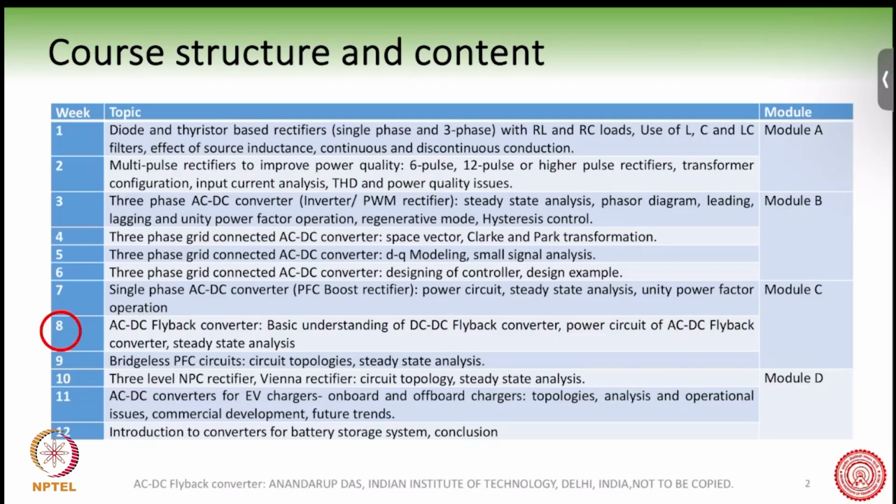We are now in the 8th week of this course. In today's lecture, we will primarily focus on the basic understanding of the DC-DC flyback converter.